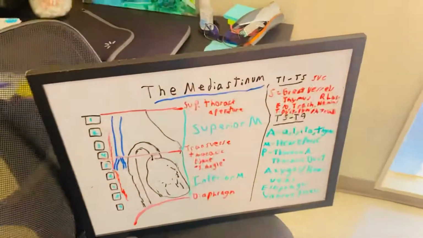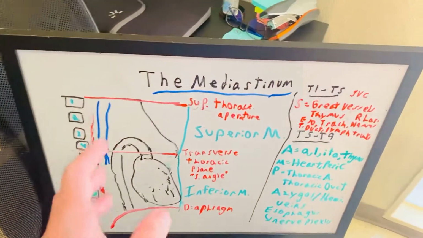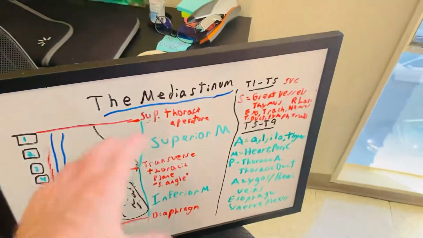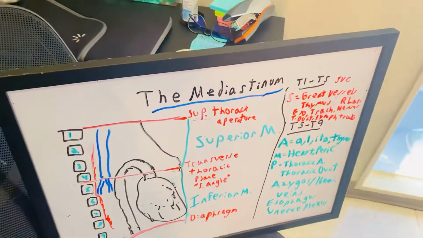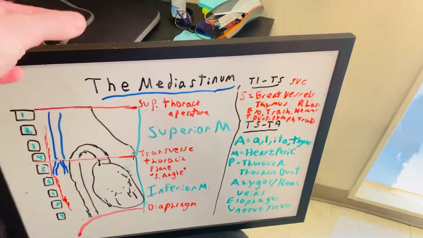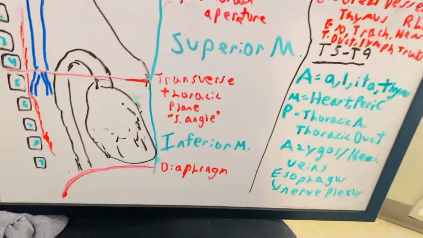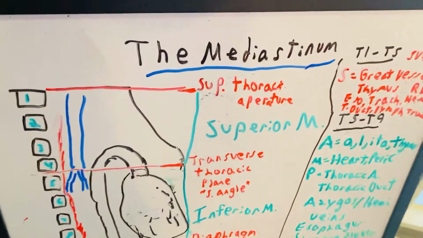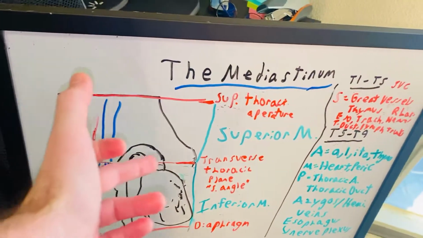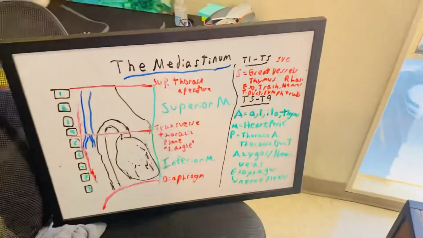Basically, we can separate the mediastinum into a superior and inferior portion. In the inferior portion, we separate into an anterior, middle, and posterior portion, depending on what we find in those regions. The superior mediastinum is bounded by the superior thoracic aperture, and then goes down to T4-5, which is at the transverse thoracic plane or sternal angle. And the inferior goes from T4, T5 or the sternal angle down to the diaphragm. And that's how it's bounded.